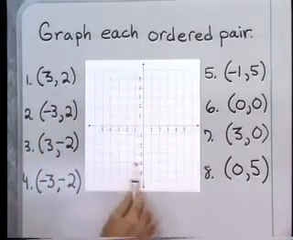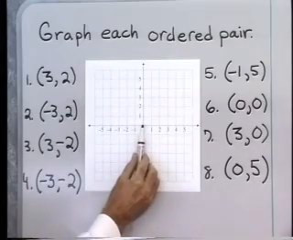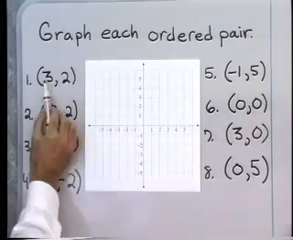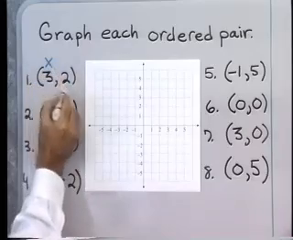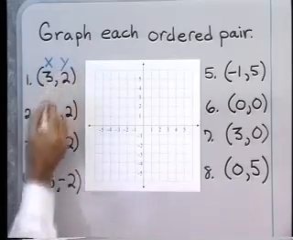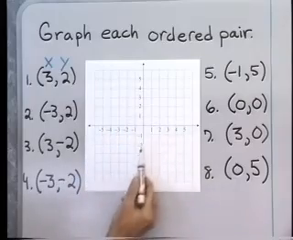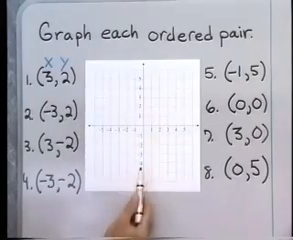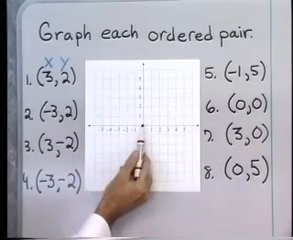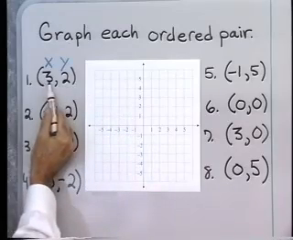This is a rectangular coordinate system. We want to start at the origin. The first number tells us how far to move in the x direction. The second number tells us how far to move in the y direction. The x direction is along the x-axis. The y direction is vertical, like the y-axis. So we're going to start at the origin and move 3 units in the positive x direction.